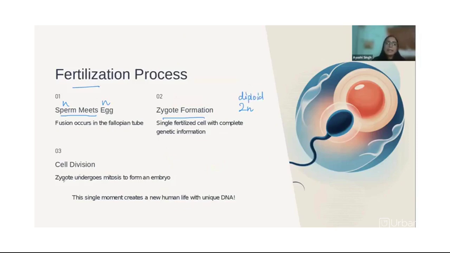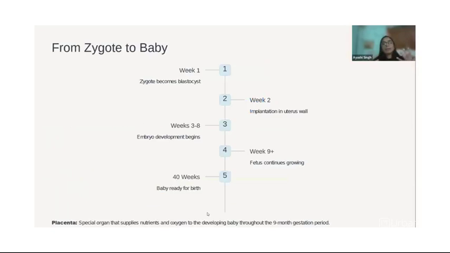Right? And then after that, the cell will divide to form an embryo. Okay, so this single moment creates a human life with unique DNA. One small difference will create a lot of difference in your eye, your hair color, your skin color, the structure of your lips and nose and everything else. Okay, so now from the zygote, the baby is formed.